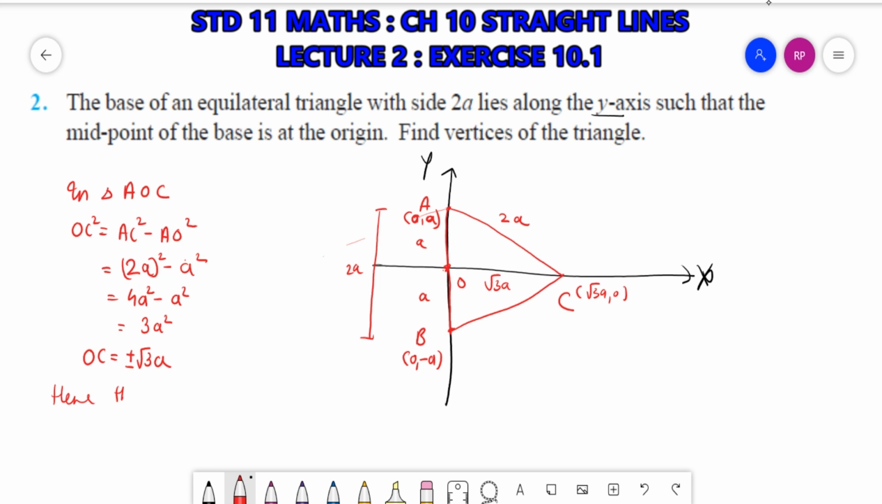Hence, the vertices are A (0, a), B (0, minus a), and C (plus minus root 3 a, 0). Okay, these are the vertices of triangle ABC. This was about question number 2. Just note it down.